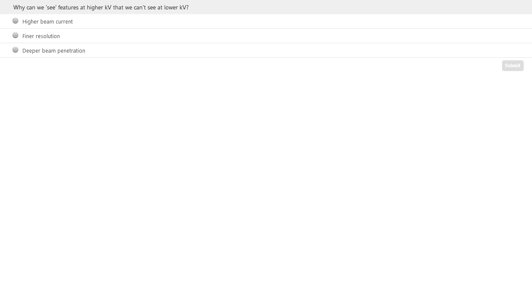So one last poll to get an idea of why we're able to see features at higher kV that we can't see at lower kV. In the world of soft tissue analysis or biological analysis, we tend to think we should work at lower kV because you don't want to damage your sensitive materials. You don't want to burn your tissue. You want to preserve your tissue. That's the common approach. But there is a benefit to the higher kV, and let's see what that benefit is. If you want to submit your answer, I'll move along.